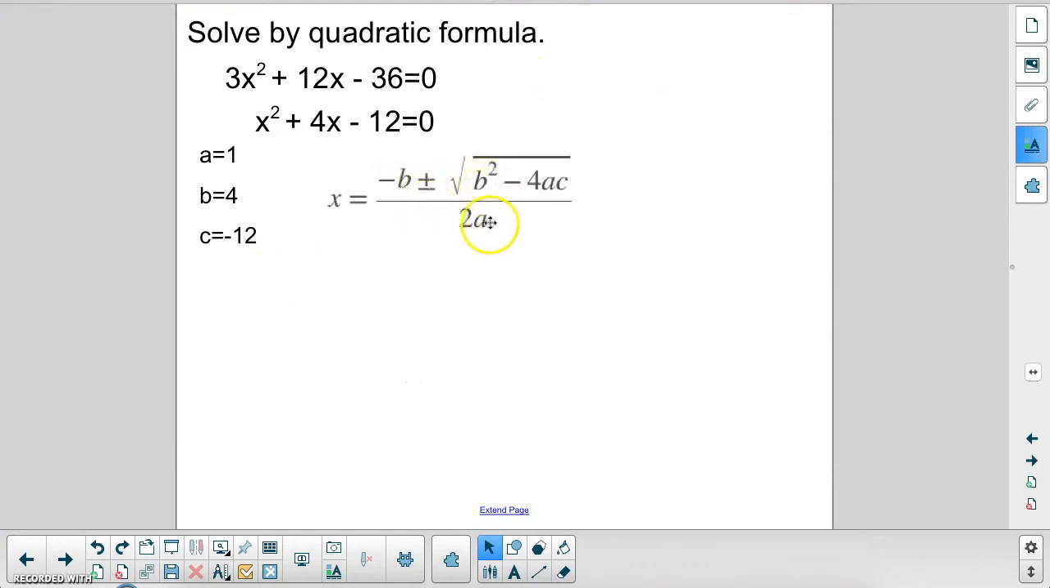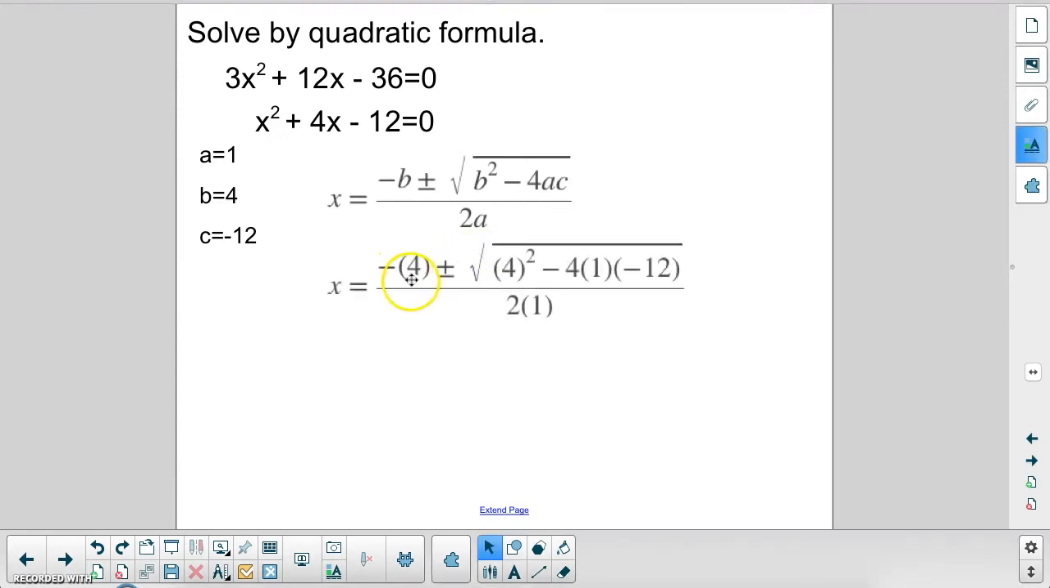Now I can plug those values in to the quadratic formula. When I first plug those values in, I get negative b plus or minus the square root of b squared minus 4 times a times c, all divided by 2a. Now I need to simplify things. I can have 4 squared, which is 16, minus 4 times 1 times negative 12 gives me a positive 48. So 16 plus 48 gives me 64 in that radical.